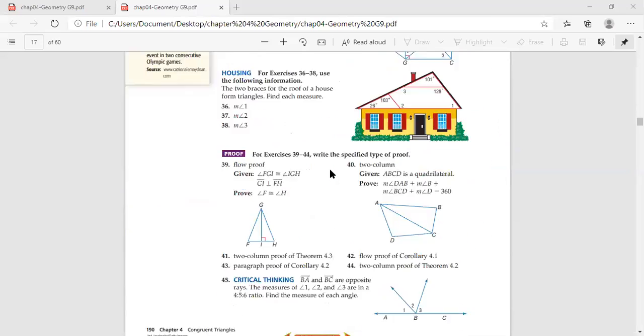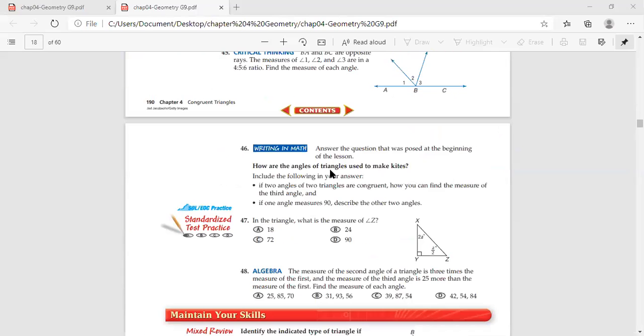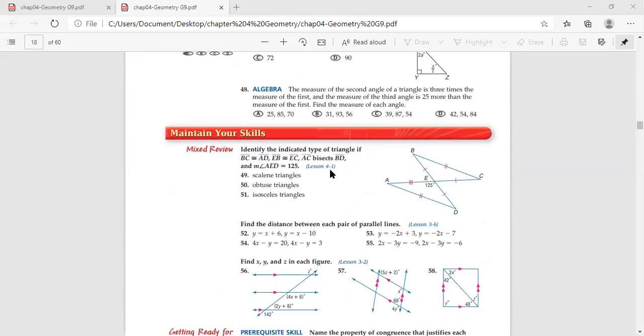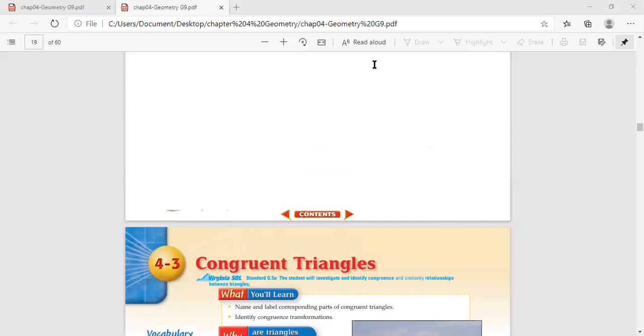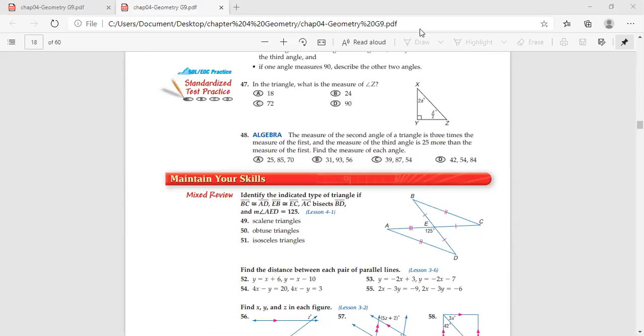Okay, Mr. Could you please open your workbook? Open your workbook, page 61.